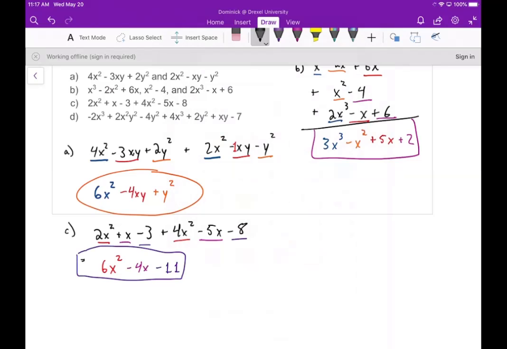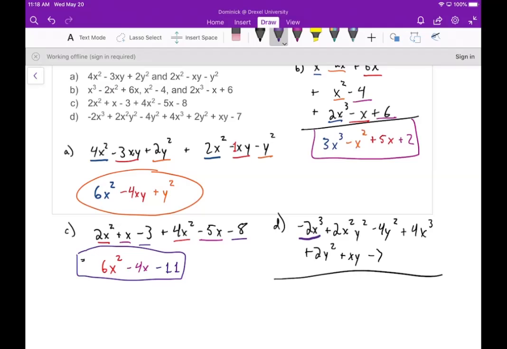Okay, and then finally part D, we have minus 2x to the third plus 2x squared y squared minus 4y squared, plus 4x to the third, this is a long one, plus 2y squared plus xy minus 7.